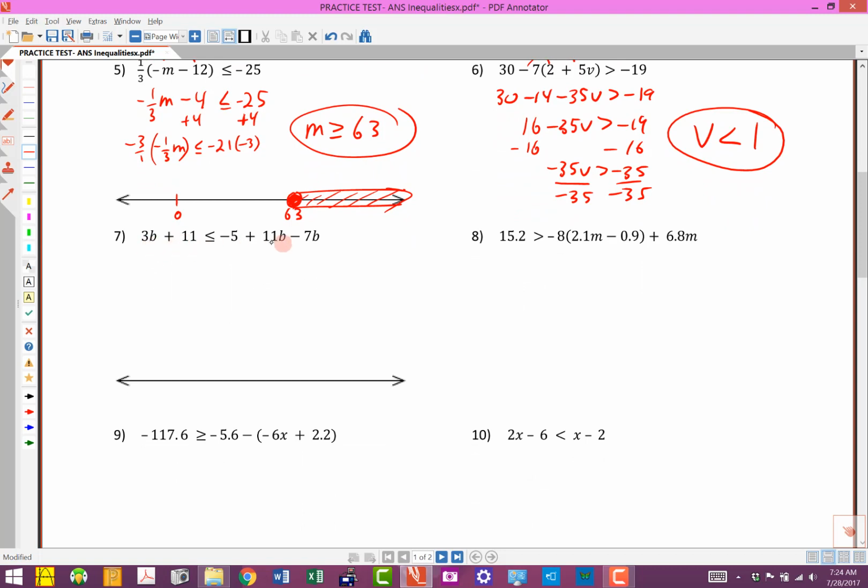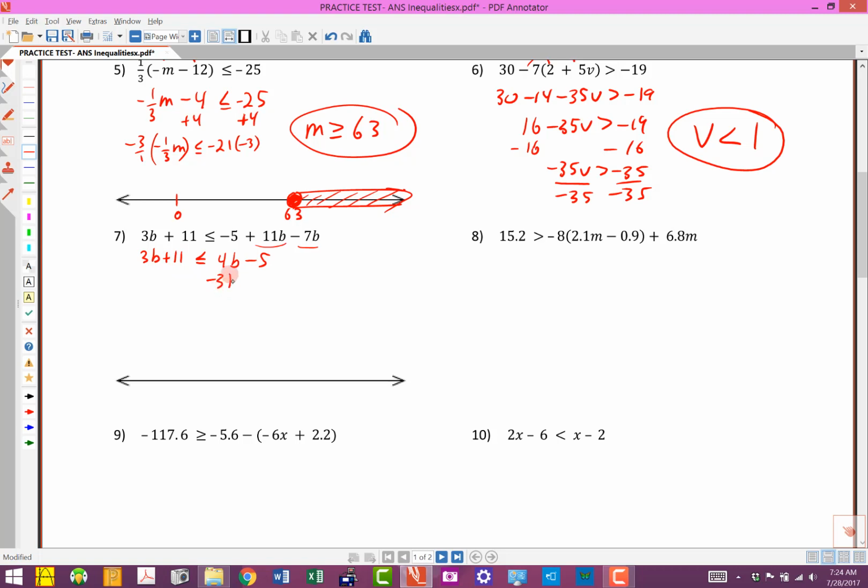Nothing to do on this side, but we do have some simplifying to do over here. So we get 3b plus 11 less than or equal to, let's see what we've got here. Let's do the variables first. So we'll put those together. We end up with a 4b minus 5. I'm going to go ahead and move the smallest one. I'm going to move this one right here.